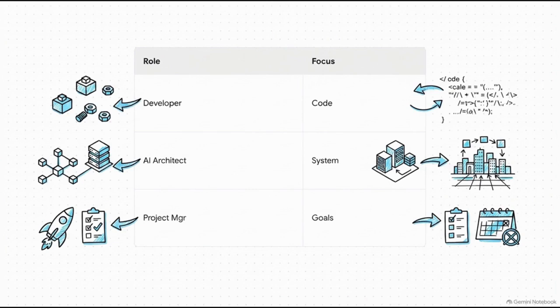Think of them as your city planner. They're designing the overarching system, figuring out exactly how these agents are going to communicate and function together as one cohesive unit. And finally, the AI project manager. Their job is to ensure the whole shebang actually aligns with real business goals, managing timelines, and clearing out any roadblocks. Listen, these aren't just fancy, interchangeable titles.